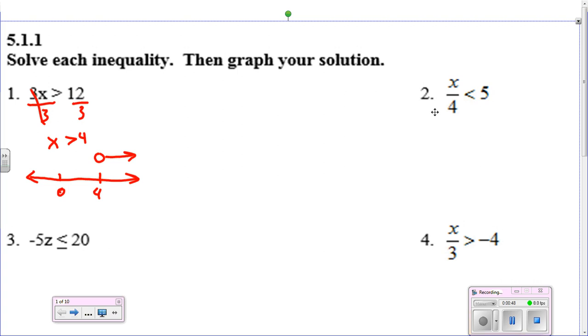Number 2, it's x divided by 4 is less than 5. Multiply both sides by 4. Those cancel out. You get x is less than 20. There's your number line, 0, 20, and it's open circle, and it's all the numbers that are less than 20.